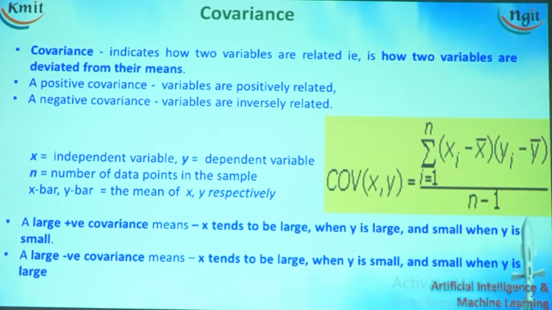Now, the important part is, if the covariance is positive, it means what? If x is increasing, y will also increase. If it is negative, then if x is large, y is going to be small.